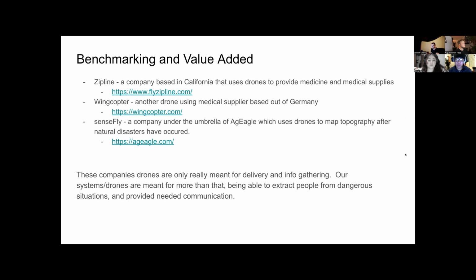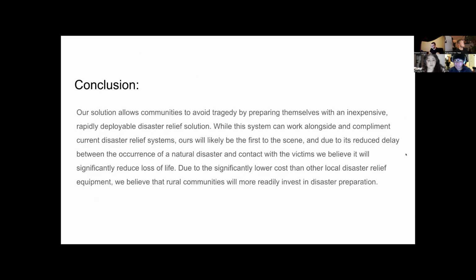Our systems and drones are meant for more than that, being able to extract people from dangerous situations and emphasizing communication. So in conclusion, our drones are inexpensive, rapidly deployable, standalone search and rescue systems to combat and provide a solution.